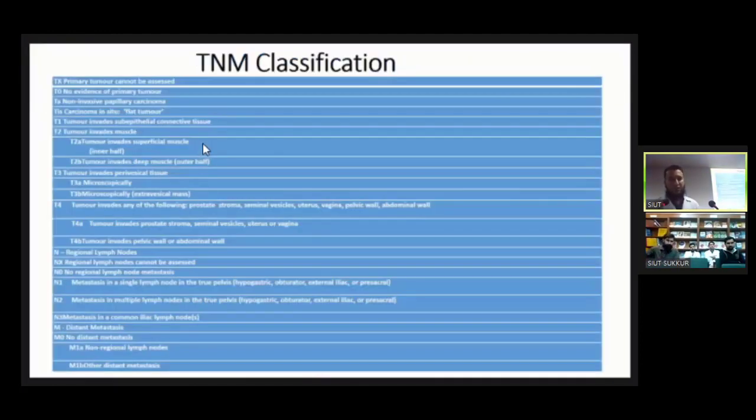This is the EU guideline chart of the TNM classification, as we discussed before in the diagram. In the node classification, NX is regional lymph nodes cannot be assessed, and N0 is no regional lymph node metastasis. M is distant metastasis. M0 is no distant metastasis, and M1a and M1b mean distant metastasis has occurred.